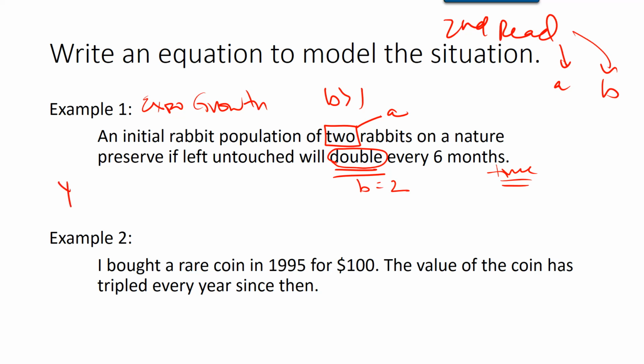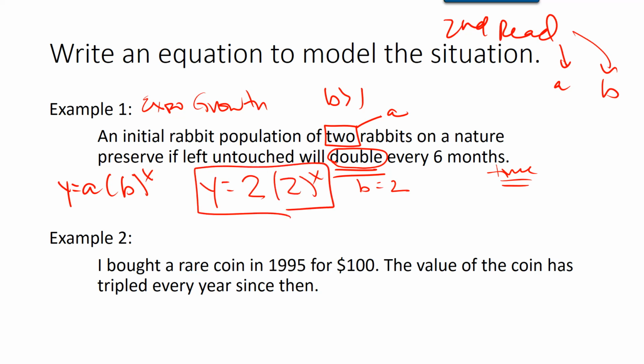So if we were going to write this, here's our form, A times B to the X, would be Y equals 2 rabbits to start with, and they are doubling every 6 months. That would be the equation that I want. And it's going to be that easy. You've got to read through it, decide if it's growth or decay, and then find the A and the B value and plug them into an equation.